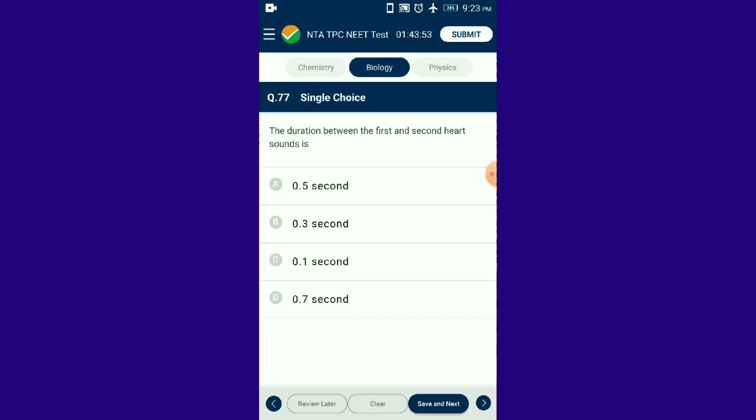Question number 77. The duration between the first and second heart sound is 0.3 second. During each cardiac cycle, two prominent sounds are produced, such as the lub and dub sounds. The lub sound is the first heart sound, which is produced by the closing of AV valves during ventricular systole. The second heart sound is the dub sound, produced by the closing of semilunar valves at the beginning of ventricular diastole.